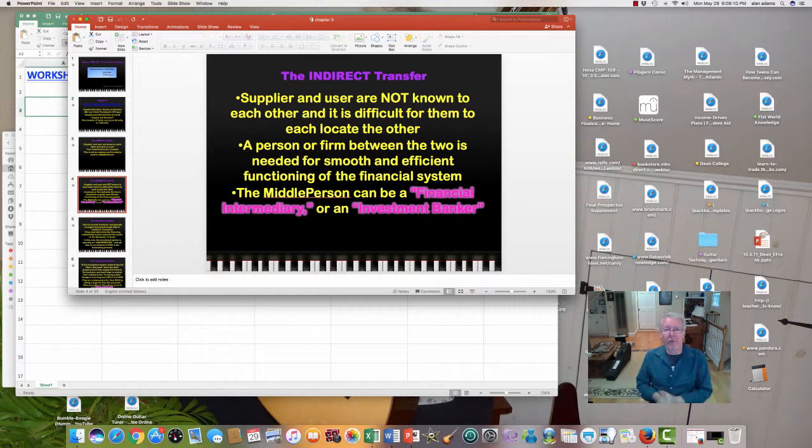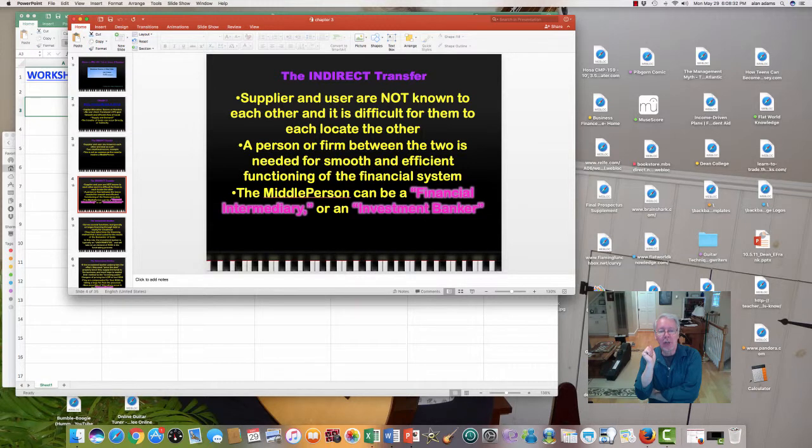We don't know each other. It's hard for us to find each other. We don't have time for that. We want to make business happen, okay? So we need someone between us, to go back to that first slide, to ensure that the flow of funds happens between us smoothly, flawlessly, and efficiently, okay? That's a good financial system.